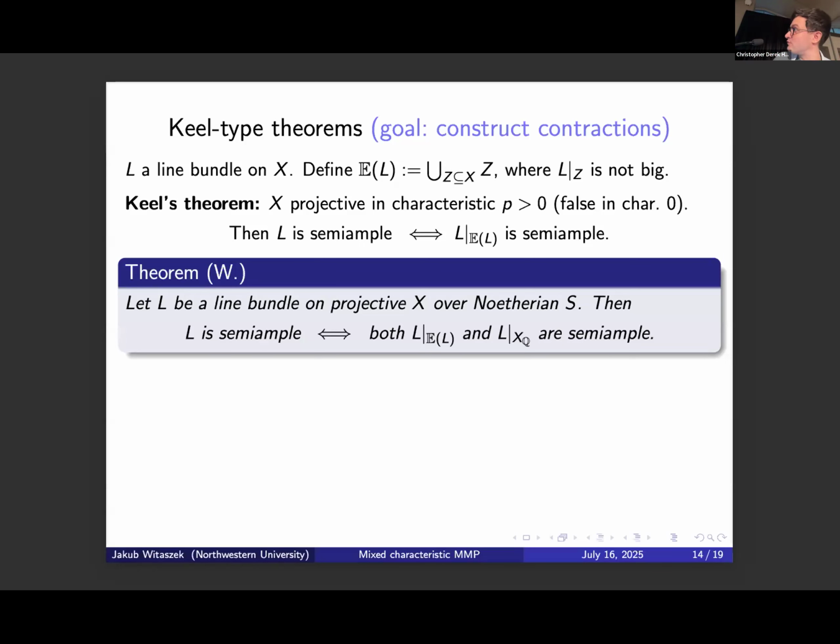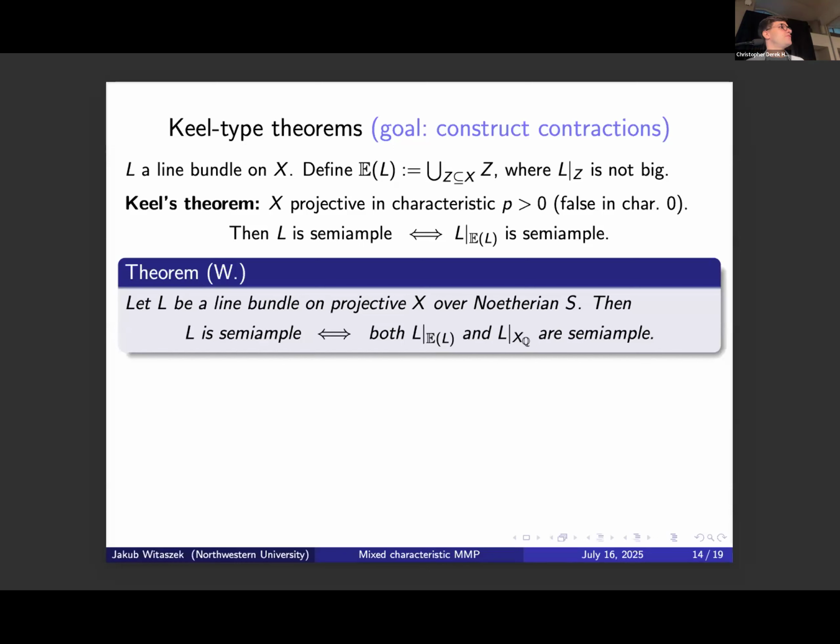And the way to rectify this is by way of the following theorem of myself. Let L be a nef line bundle on X, which is projective over a Noetherian scheme S. So the projective scheme X over a Noetherian S. Then L is semi-ample if and only if L restricted to the exceptional locus and L restricted to characteristic 0 is semi-ample. So we are just assuming that the char 0 part is valid for this L. But we can often prove it by vanishing theorems or analytic methods. And this is the result we use in our mixed characteristic MMP to construct contractions in dimension 3.